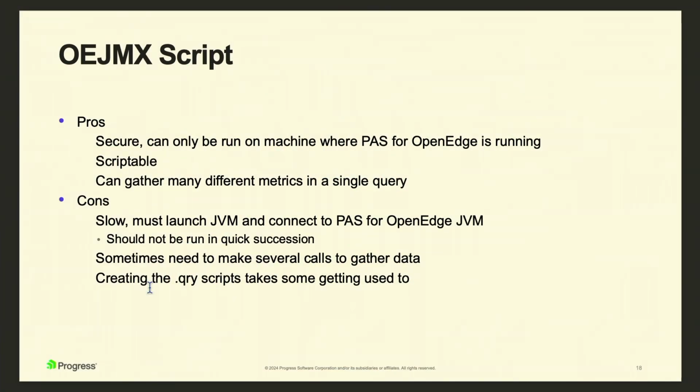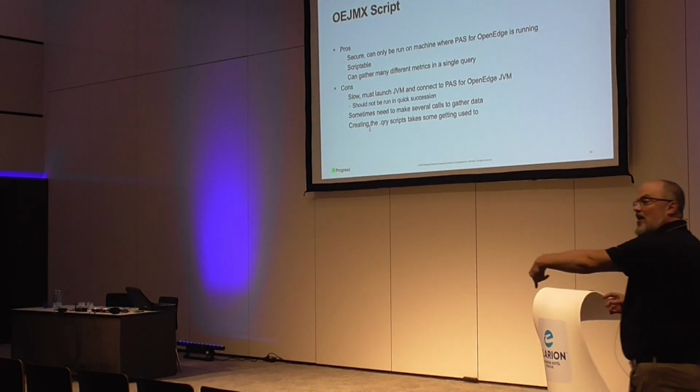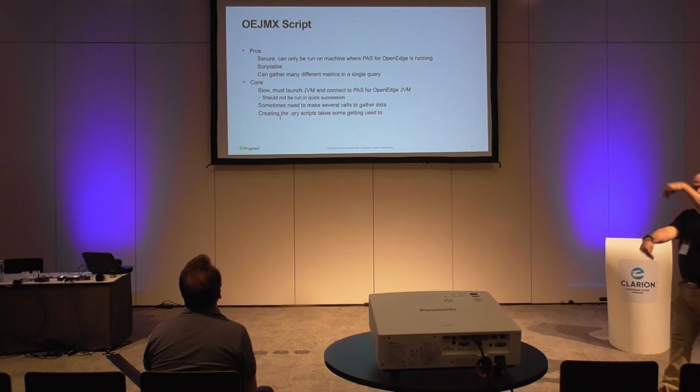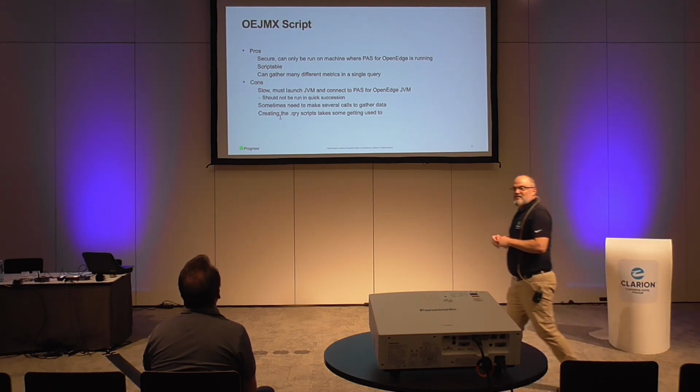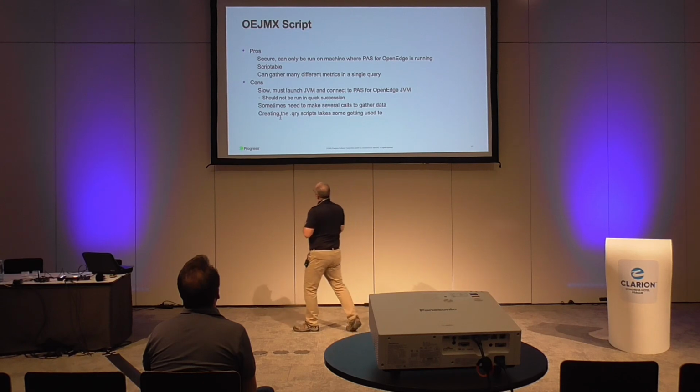Upside news, the OEJMX scripts can only be run from the server where PAS is. What that means for you is you have to be able to SSH, hopefully SSH, not Telnet, right? Nobody Telnets in here anymore. You're going to SSH onto the console, and you're going to run this OEJMX command, tell it to talk to that PAS instance and get your output.